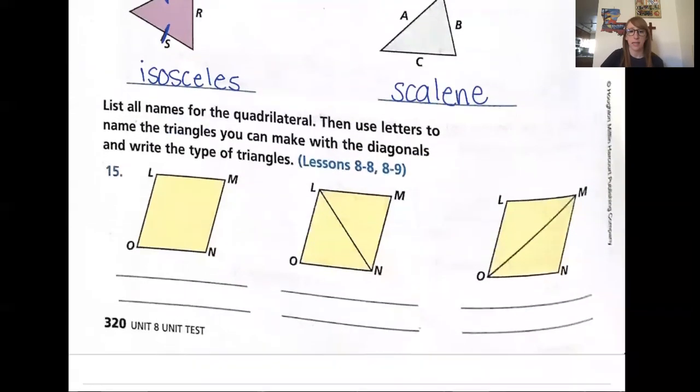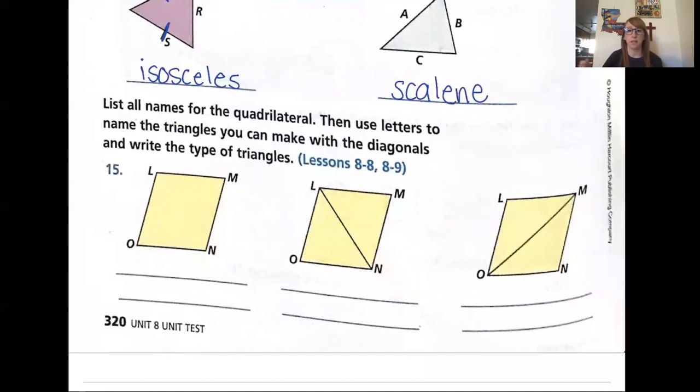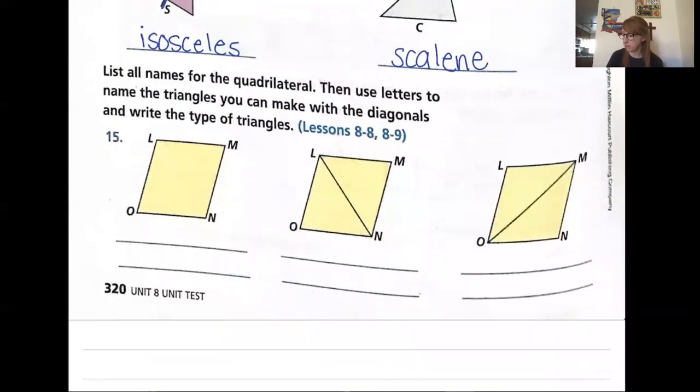And then finally, looking at 15, there's lots of parts, so make sure that you answer each part clearly. So first, we're going to list all the names for the quadrilateral. We're going to start with the broadest term, the least specific term for this quadrilateral. Since there are 2 sets of opposite sides that are parallel, we're going to call it a parallelogram.